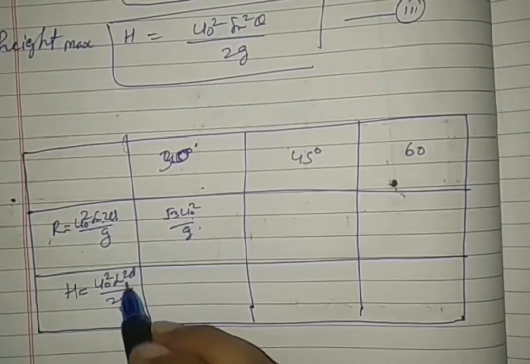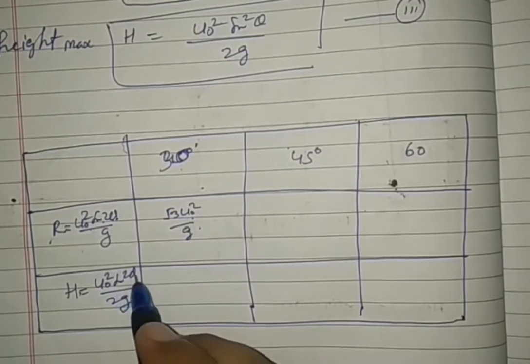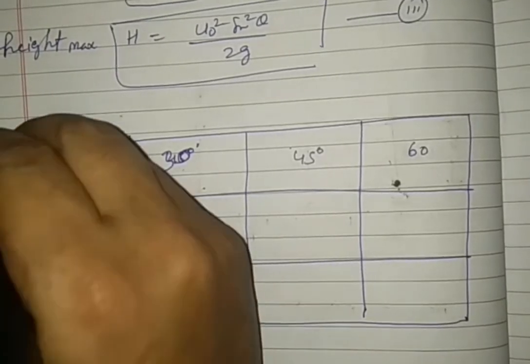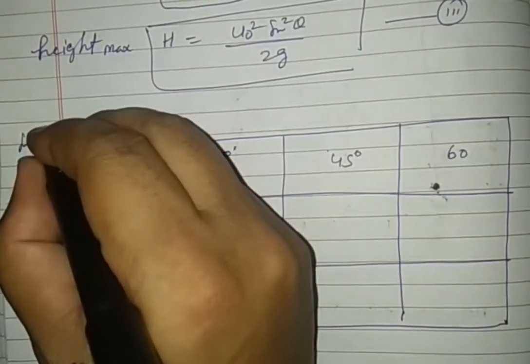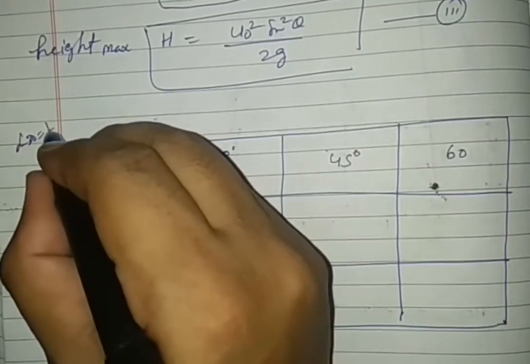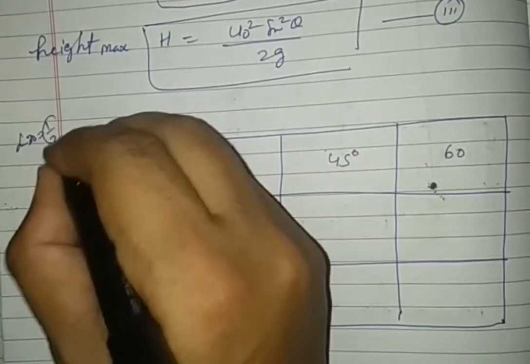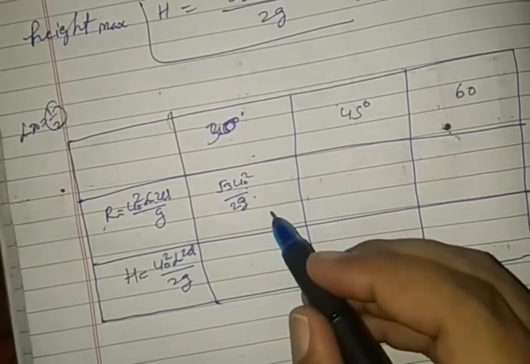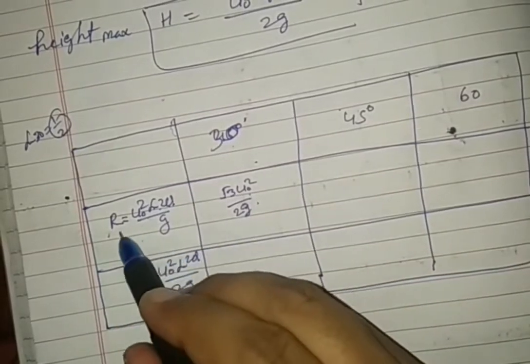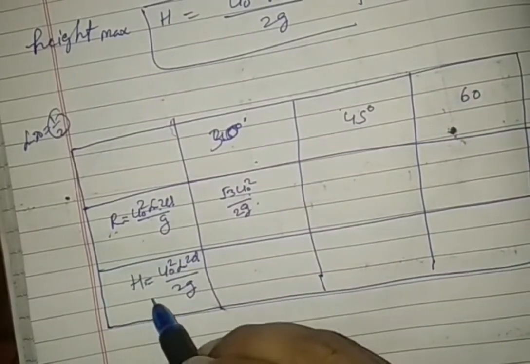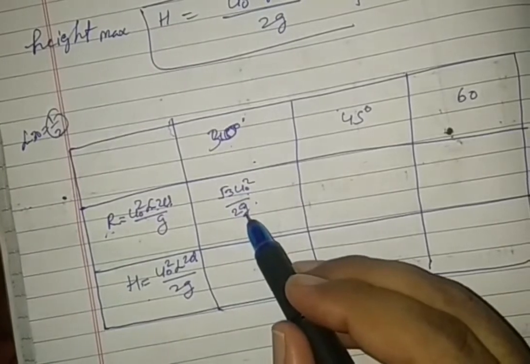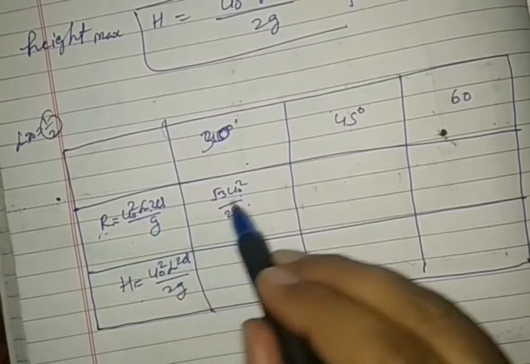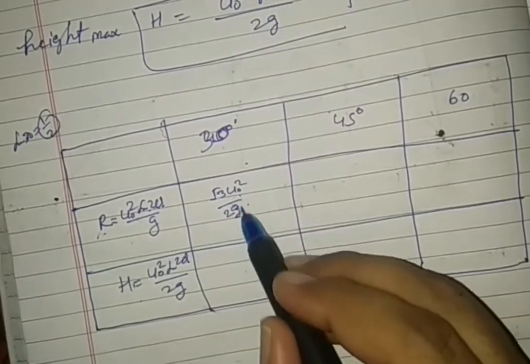Now see for height, it is sin square theta. Sin 30 square. Sin 30 is one by 2. See here, so this is the formula of range and height. Range at 30 degree: 2 theta is 60, sin 60 is root 3 by 2, so u square by g times root 3 by 2.